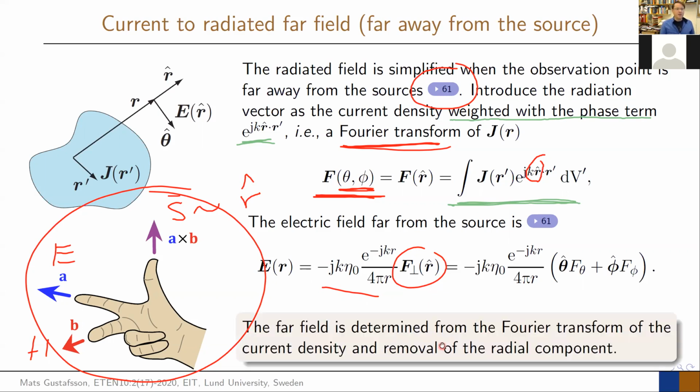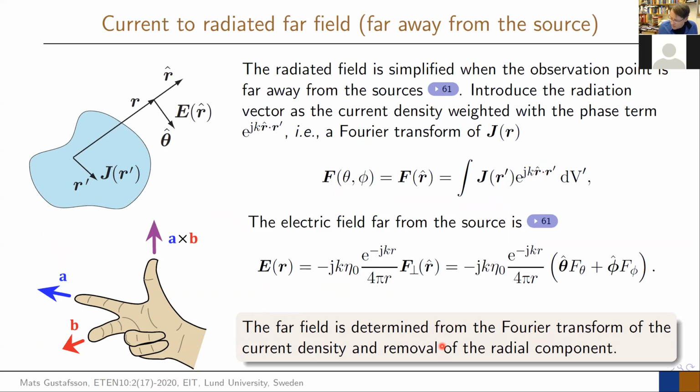So the far field in the general case here is determined from the Fourier transform of the current density and removal of the radial component. That is the key part that we have. That is how we get the radiated field. Now we're going to do that for quite a few antennas.